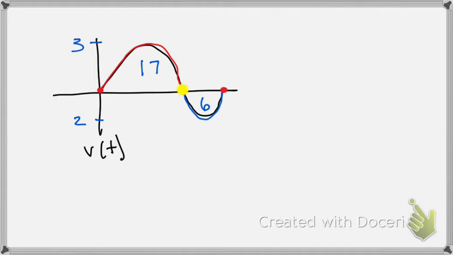Now let's do speed. Speed is the absolute value of velocity. So the speed here is 3. And then down here, the velocity would be -2, but the speed is 2. So this is speeding up because you go from 0 to 3. This is speeding up because you go from 0 to 2. So going away from 0, speeding up. Slowing down, going towards 0.